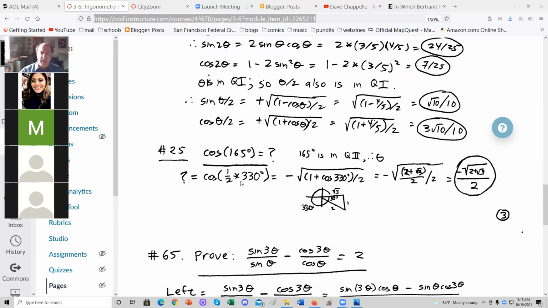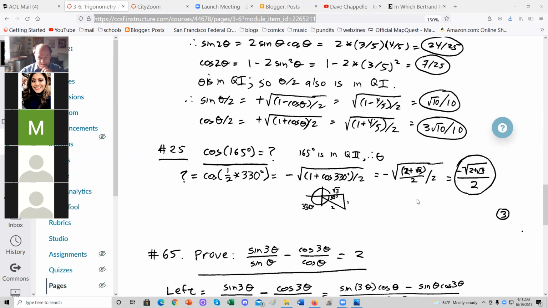And 165 is half of 330. So we can write this as cosine of half of 330 degrees. So it'll be a minus, because 165 is in quadrant 2. The square root of 1 plus cos 330 over 2. And so that's 1 plus root 3 over 2, over 2. Minus the square root of 2 plus root 3, all over 2, after some arithmetic. I'm going to have to check this.